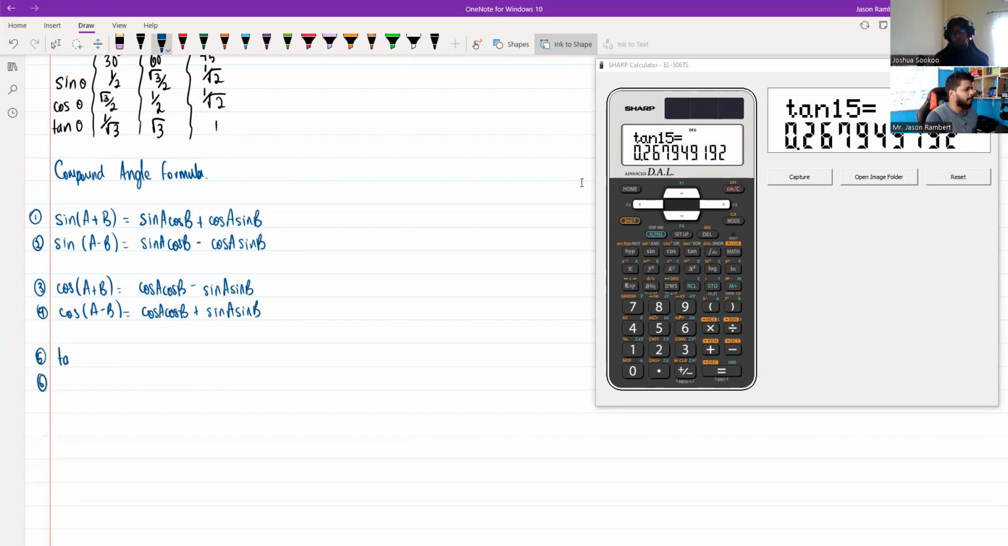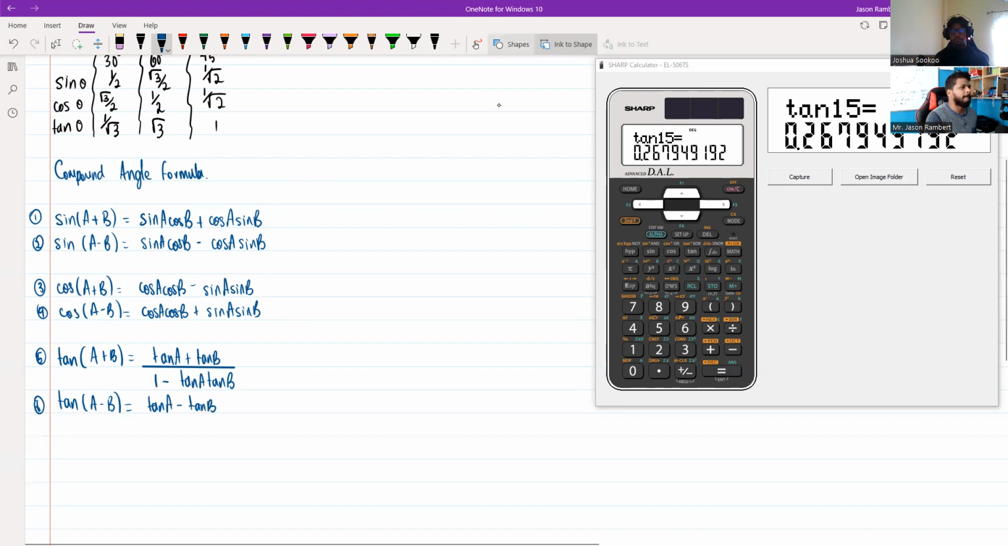Numbers 5 and 6. We have tan of A plus B is tan A plus tan B all over 1 minus tan A tan B. And number 6, tan of A minus B is tan A minus tan B all over 1 plus tan A tan B.